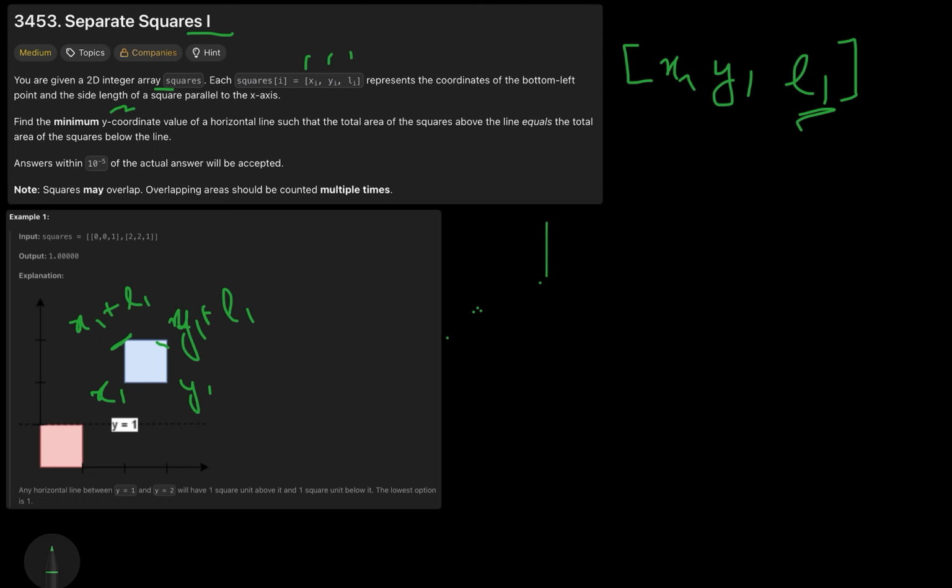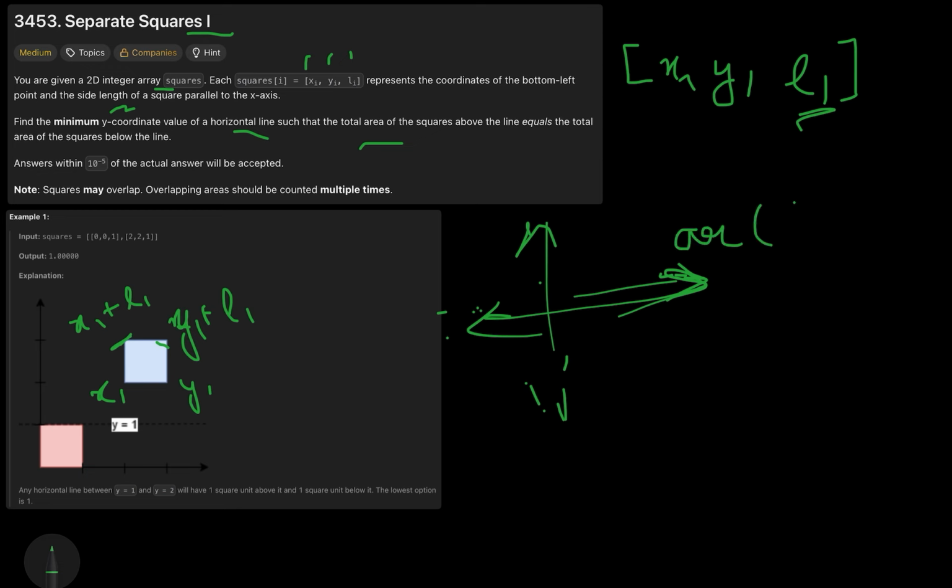So we have to find the minimum y coordinate value of the horizontal line which will cut the total area above and below as equal. The area of the squares above will be equal to the area of the squares below. This is what it says.